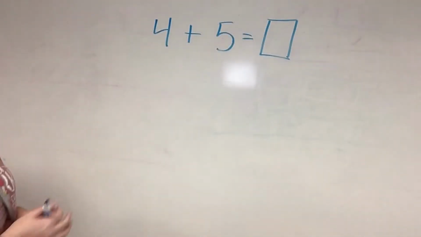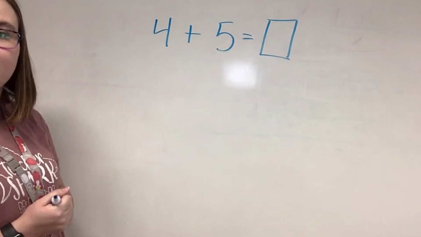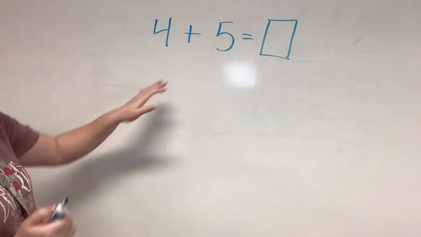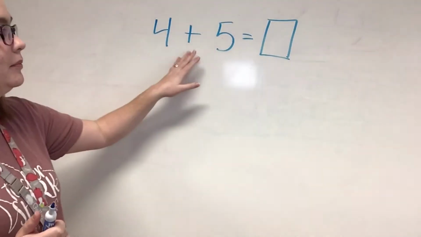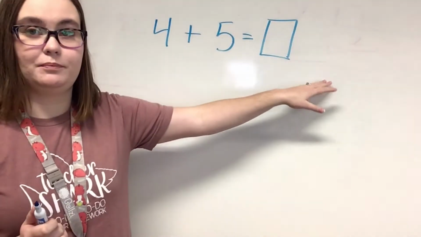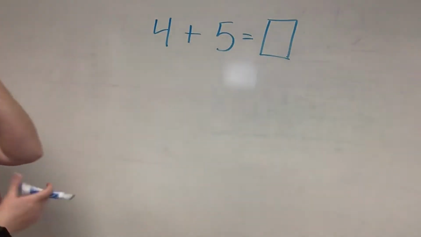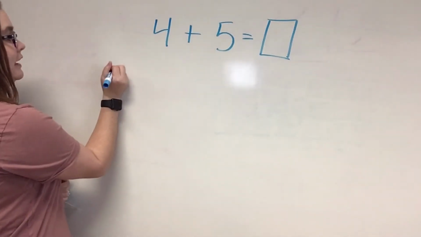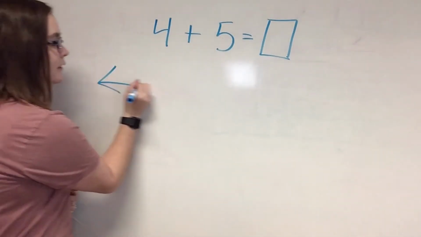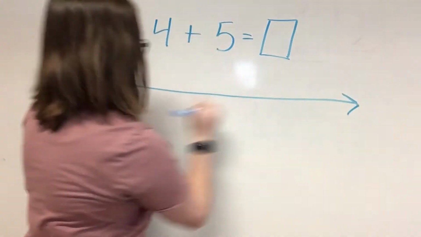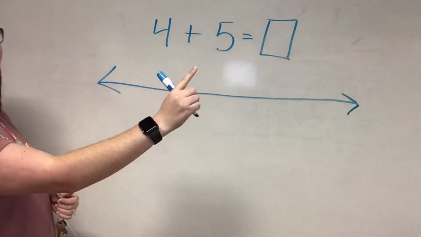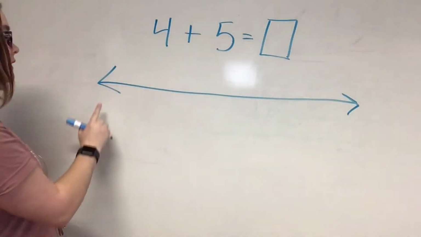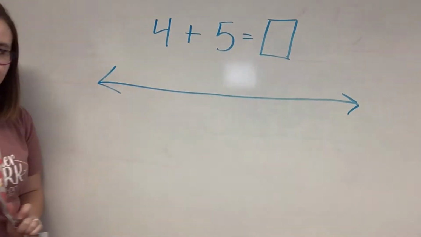All right, guys, now we're going to continue to practice using that number line to add. So we are going to solve 4 plus 5 equals blank. We don't know what it is yet because we haven't solved it. So to start our number line, we need to make sure that we have a very straight line with arrows at the end. So I have my straight line. I did my best that I could to make it straight with some arrows at the end.